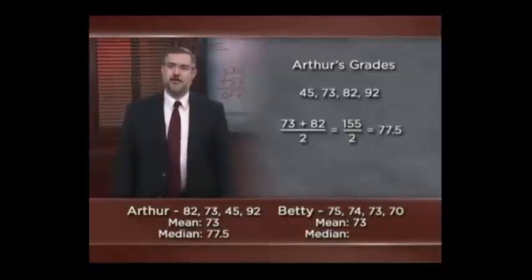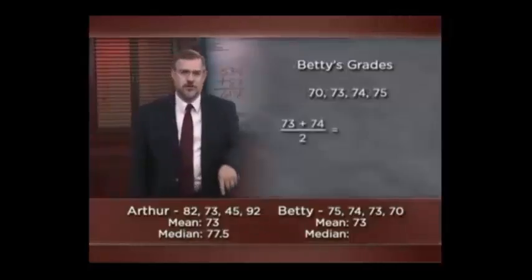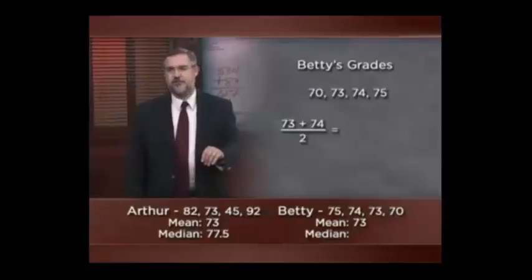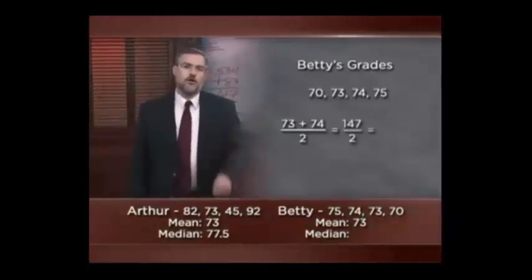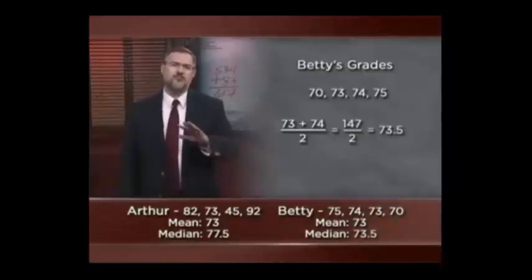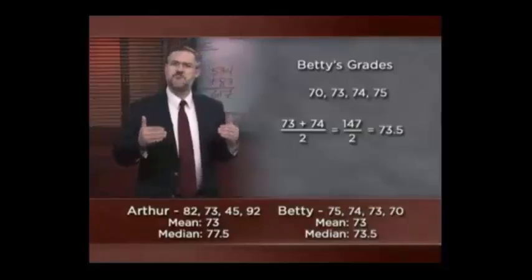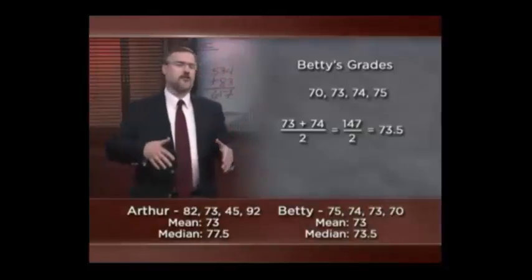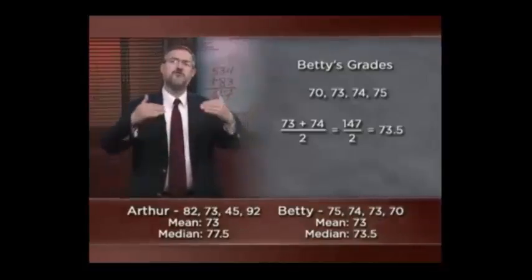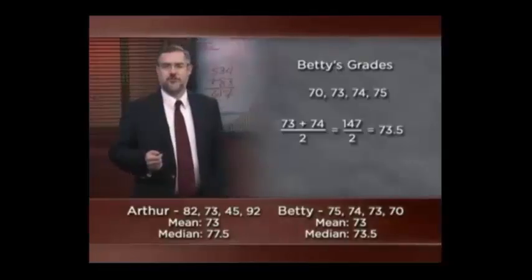Now, what about Betty's median? Well, in Betty's case, you're going to be taking 74 plus 73 and dividing that by 2. And when you do 74 plus 73, you get 147. 147 divided by 2 is 73.5. Now, these two numbers are relatively close to one another, so I don't think they're really helping us much if we're thinking about trying to understand consistency between these two students. So let's move forward and see if either the mode or the range is going to do something for us.